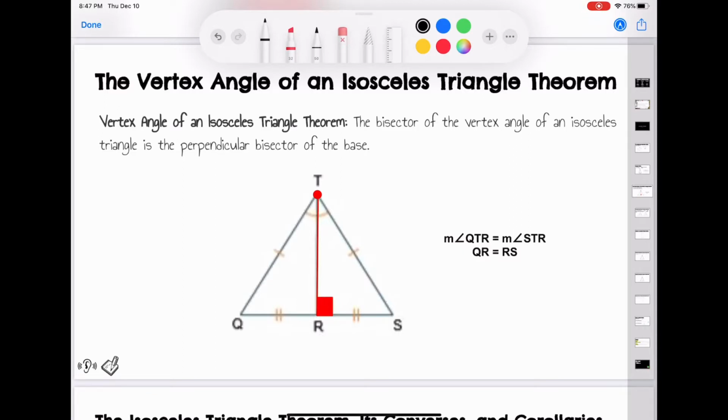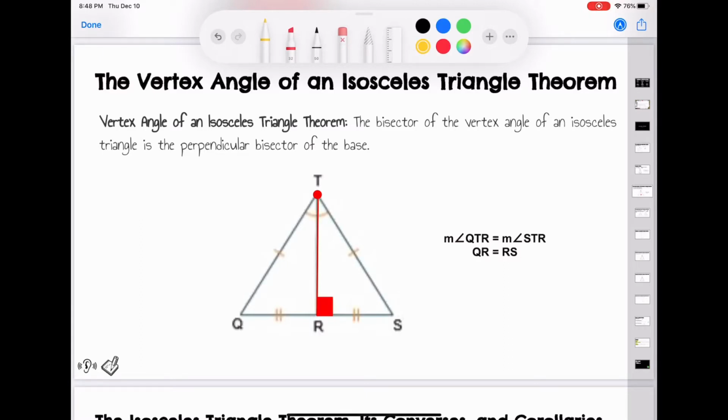What we know about angle bisectors is that they bisect an angle into two congruent halves. For example, here we see that line segment TR is bisecting angle T in order to create two congruent halves. A unique thing about the angle bisector of an isosceles triangle is that, because it is perpendicular, that means the bisector also cuts the base into two congruent halves.